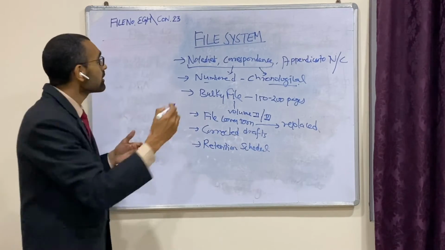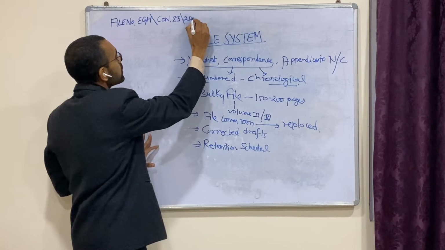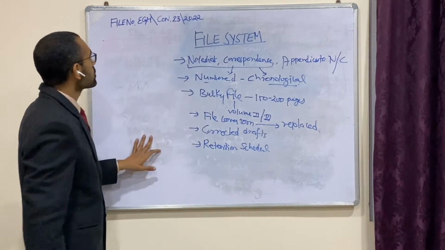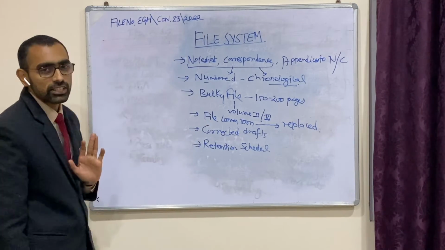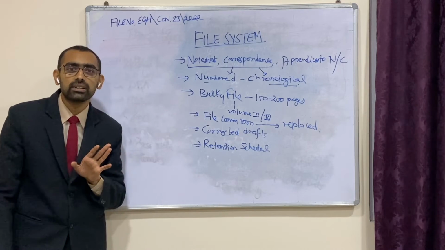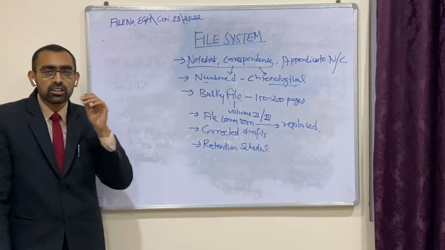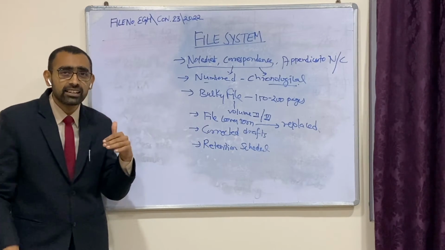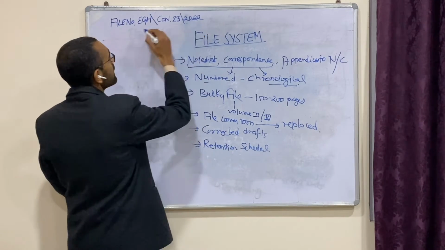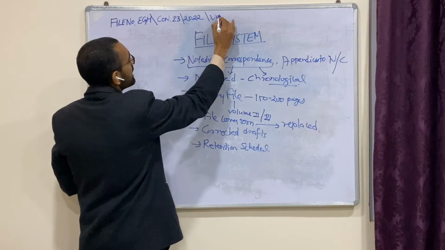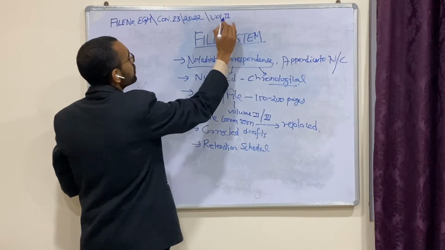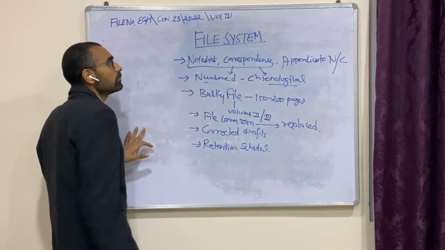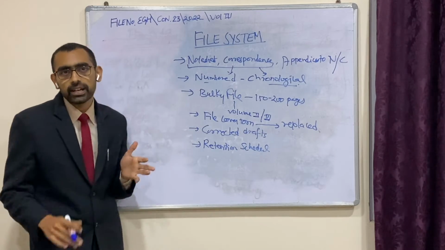So what is the year? Then you can mention 2022. So this will become the unique file number of that new file. Once this file is bulky, then you close the file, and then the next file will have the same name, plus it will have volume 2. Then the next one will have volume 3, 4, so on and so forth.